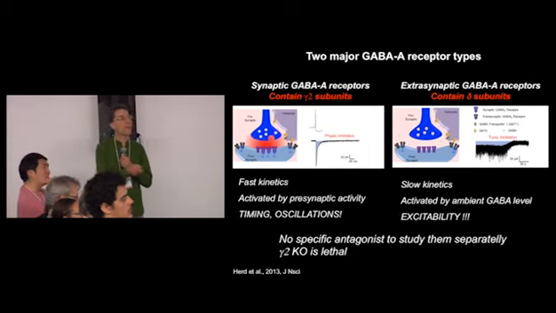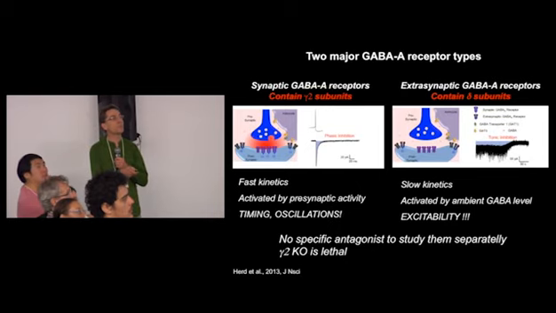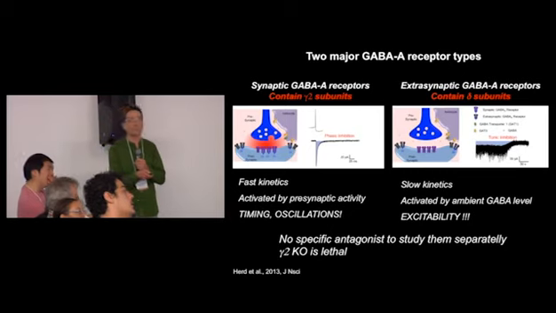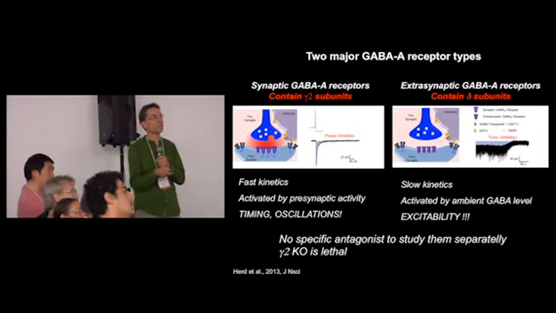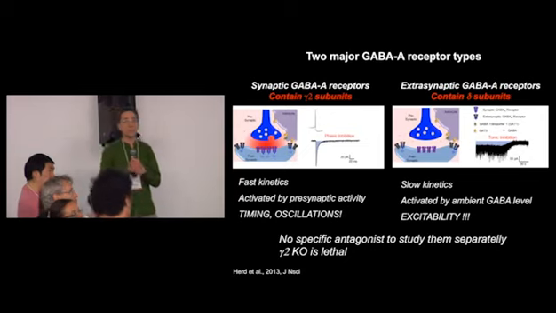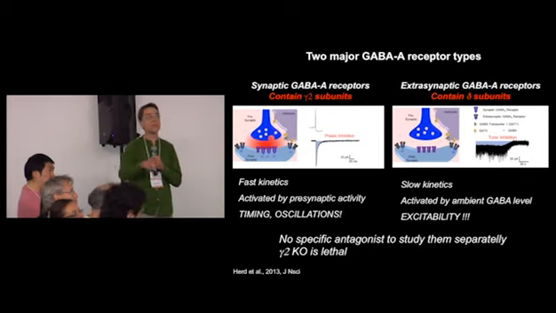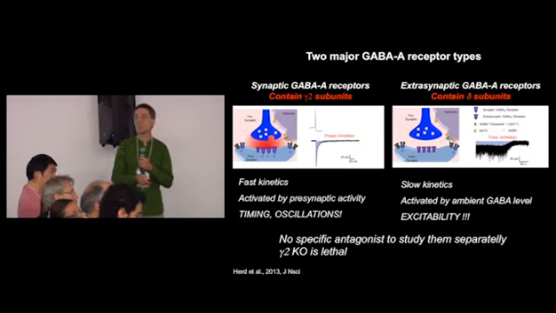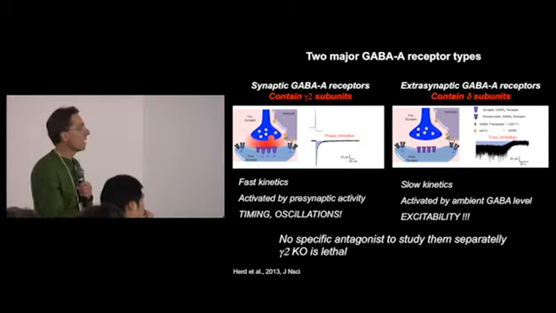In contrast, extrasynaptic receptors basically have very slow kinetics. It's a tonic current, almost like a potassium leak current. And they are activated not by the synaptically released GABA, but by the ambient GABA level of the extracellular space, and they have a major role in regulating excitability in a tonic manner. So that's why they are called tonic receptors, whereas these guys are called phasic receptors.